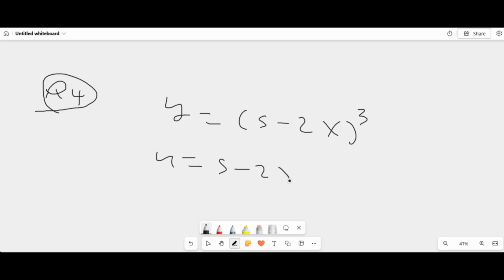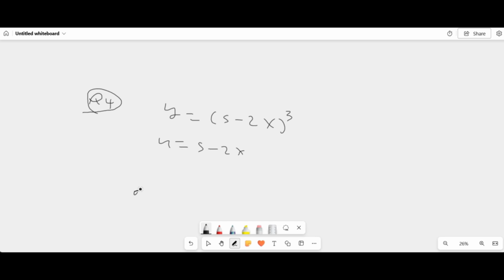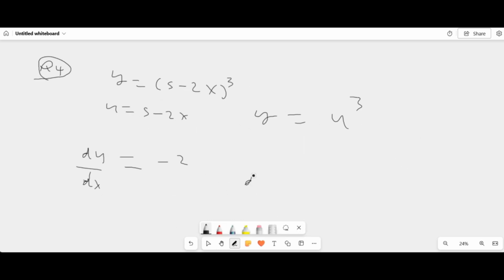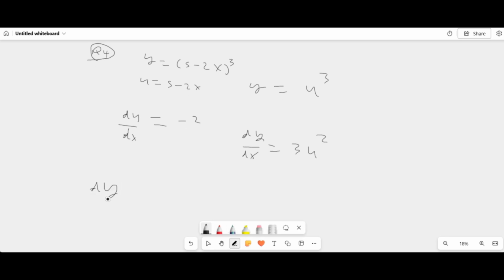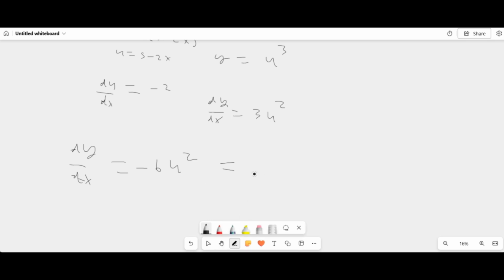u is equal to the function inside, so that's 5 minus 2x here, and du is equal to minus 2. Then y is going to be equal to that to the power 3, so we've got u to the power 3. So now dy is going to be, bring the 3 down, so that's 3u squared. Now, times them together, so dy over dx is going to be equal to minus 6u squared, which is just going to be minus 6, and then u is obviously this, so 5 minus 2x squared.